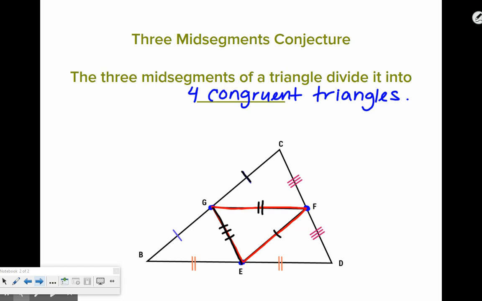Notice all four of these triangles have the same sides. They each have a 1 congruent marking, a 2 congruent marking, and a 3 congruent marking. So all four triangles are congruent. That's what's unique about when we have all three midsegments drawn in a triangle. Take a minute and draw this picture next to your conjecture.